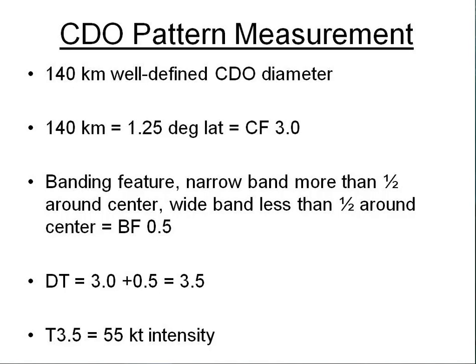So here's a summary of the results for this example. CF plus BF gives a T 3.5 intensity, 55 knots maximum wind. So at this point, Hurricane Rita in this example is still a tropical storm with 55 knot intensity.